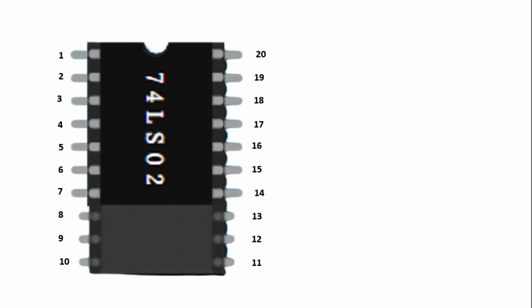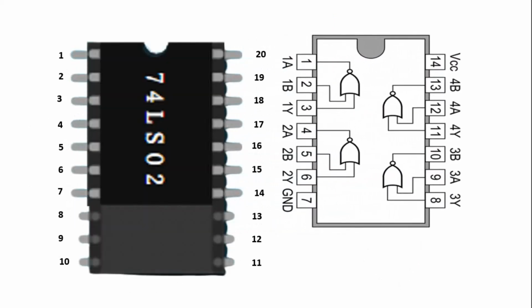Now we will see the pin configuration of IC 7402. This is also a 14 pin IC. So pin number 14 is VCC and pin number 7 is ground. Here the alignment of the gate is different. So pin number 2 and 3 are inputs and pin number 1 is output, like this.